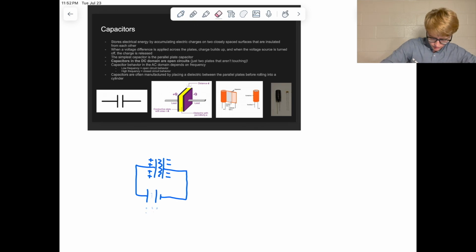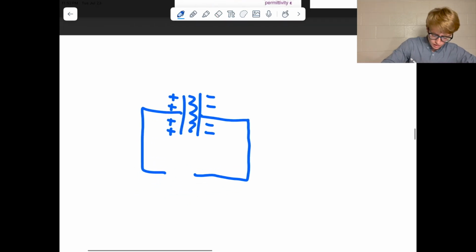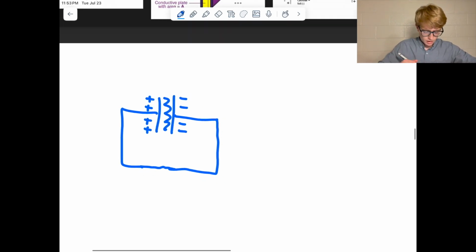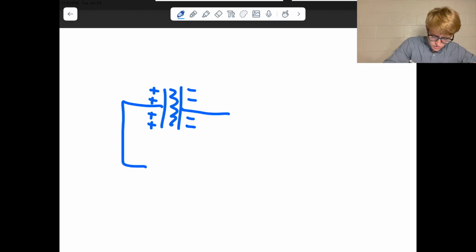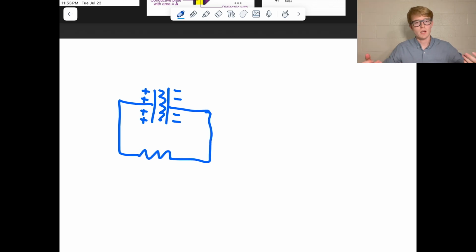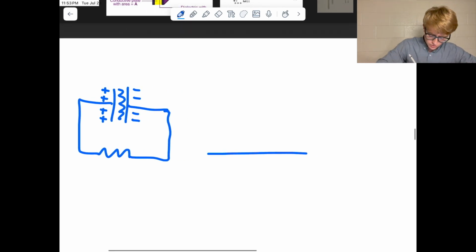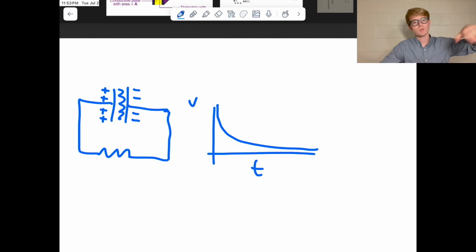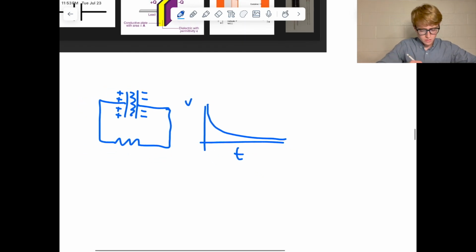And then if I disconnect my voltage source and make a wire connection between the two plates, then that charge will get released. Let's say I put a resistive load right here to drop that charge. So now we have some kind of RC circuit. Basically what you'll see is our voltage across time does something like this. It'll have this exponential decay across time when I make a wire connection with my capacitor.